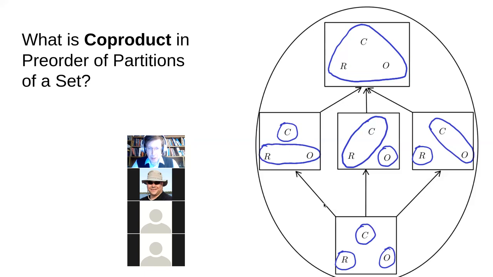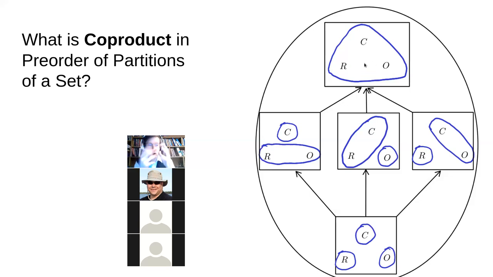If either has something joined, we have to join them in the result. So here, if we're doing this one and this one, if these two are joined in this one, the result has to be joined, so we get this. If we were to do this and this, well, this one has this joined, this one has these two joined, so C has to be joined with O, and C has to be joined with R, and so it just happens that you have to have these all in one blob.